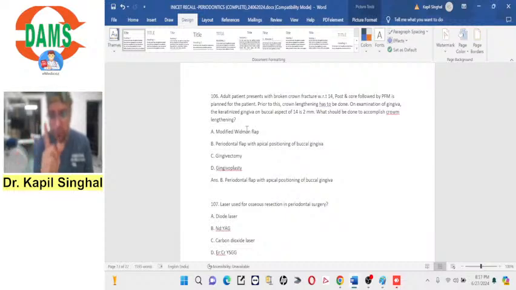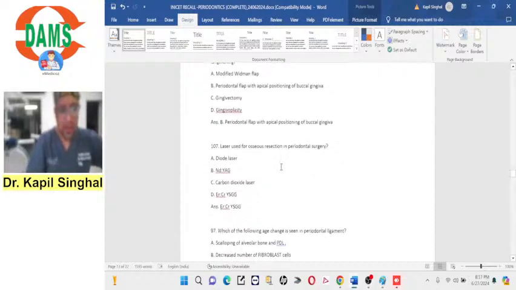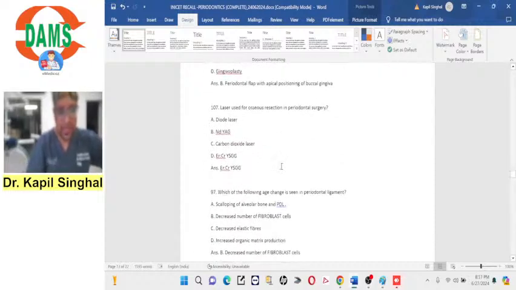But if this length would have been 5 mm, and plus it would have been mentioned that the bone architecture is also not correct, then I would have done a modified Widman flap. So 3 different types of questions you can get for this thing. Okay. The next question is laser used in osseous resection in periodontal surgery.